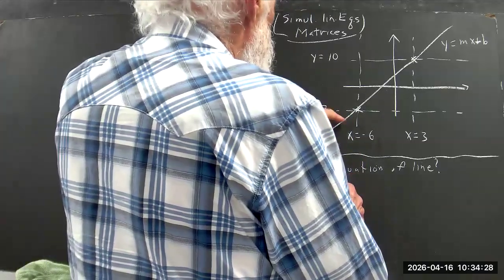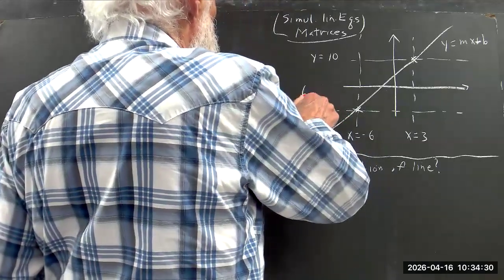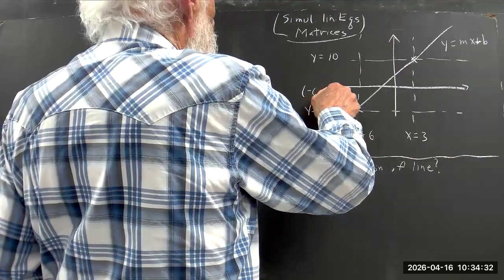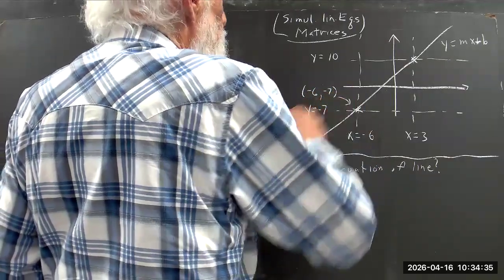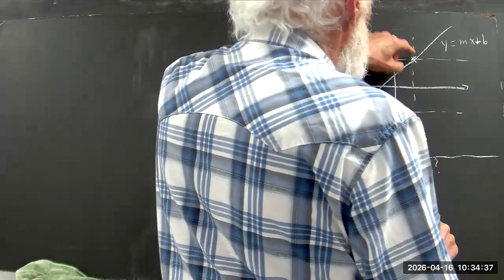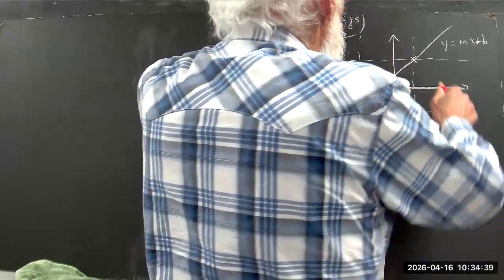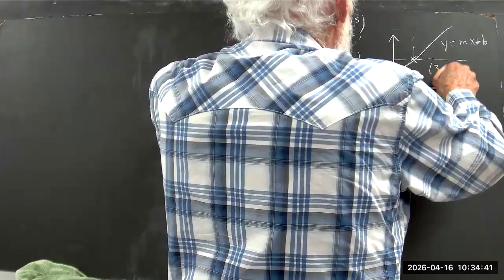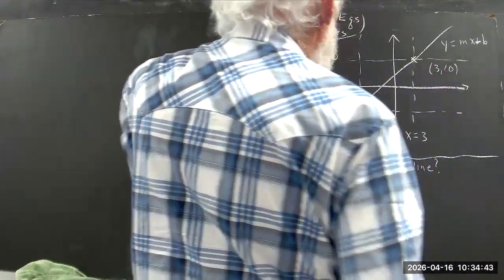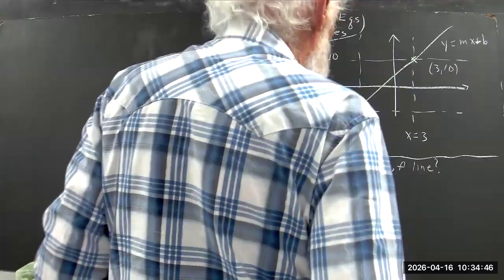So x equals -6, y equals -7. Let's just say we have the point -6, -7. Then over here, x is 3, y is 10, so this point is 3, 10. What's the equation of the line?